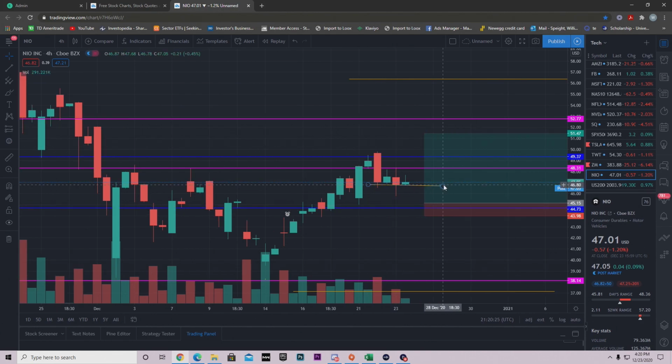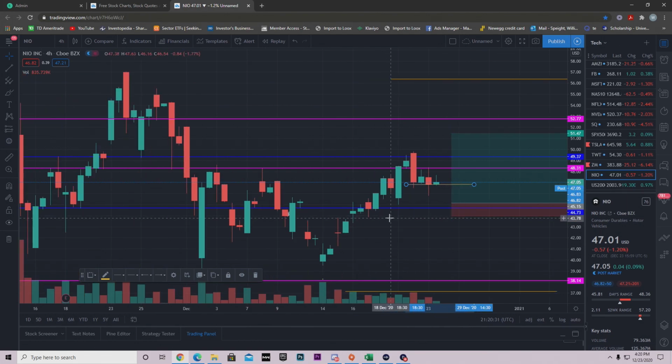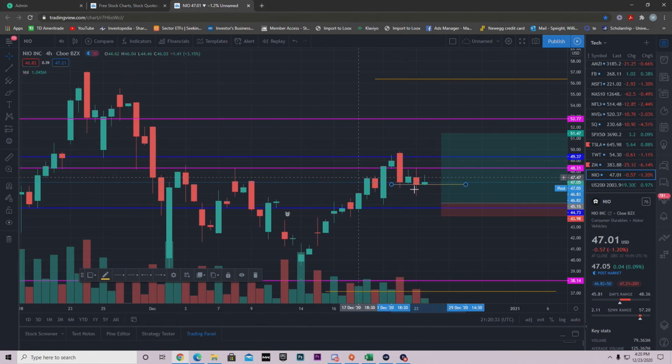Now you might notice that I did draw this support right here. I drew the support at 46.83. This was more of an intraday support, so I was looking at this level today. I did not want it breaking this level if I was bullish on NIO. So my thought process on this today was, if we broke below this level at 46.83, then we're most likely heading back down either to 45.85 or back down to this stronger support at 44.73.